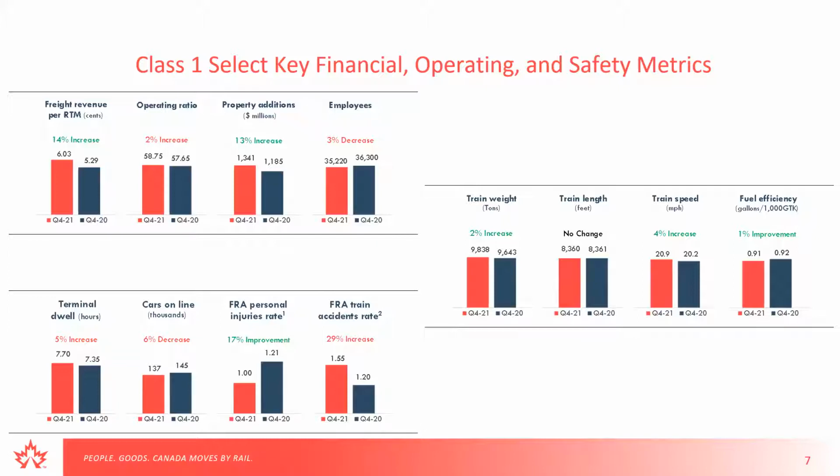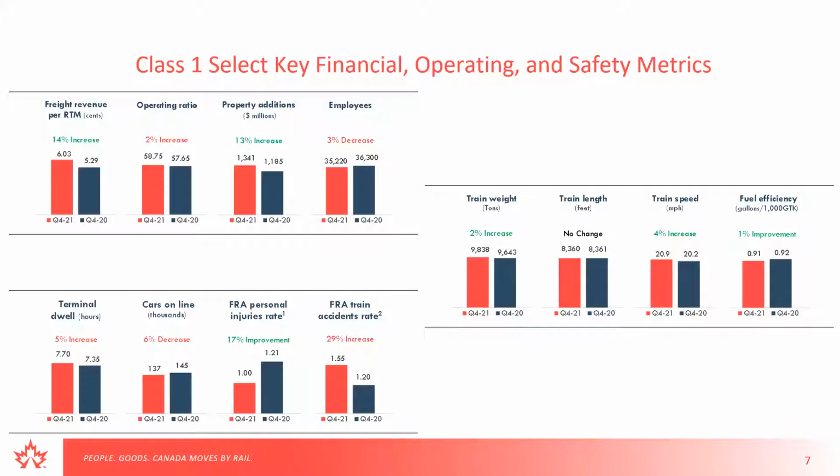So I'm kind of going to go a little bit by bit to explain some of the results that we're seeing here. Freight revenue per RTM, that was actually a significant increase over 2020 Q4 of 14%. And that was mostly driven by increases in freight rates for intermodal shipments and energy, chemical, and plastics. Moving over to the right side where we have those 4 train-related metrics, those did quite well in Q4. Train weights, average train speeds both increased, and fuel efficiency increased by 1%.